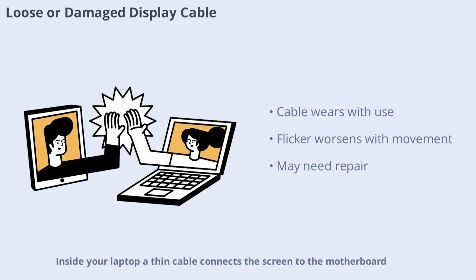Inside your laptop, a thin cable connects the screen to the motherboard. If this cable becomes loose, damaged, or worn out, often from opening and closing the lid repeatedly, it can cause flickering, blinking, or lines on the display. This is especially likely if the flickering gets worse when you move the screen or adjust the angle. In such cases, the issue is hardware-related and may require opening up the laptop or visiting a service center.